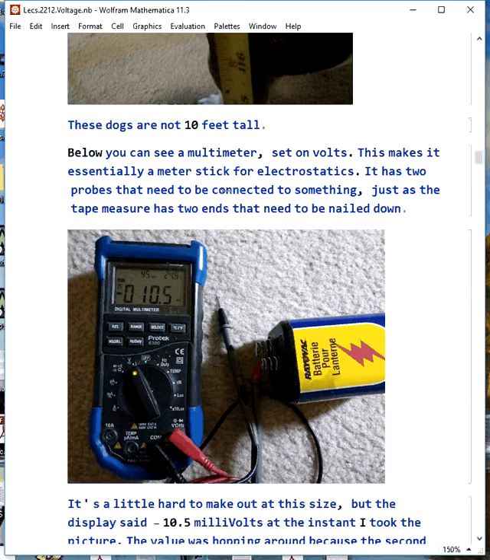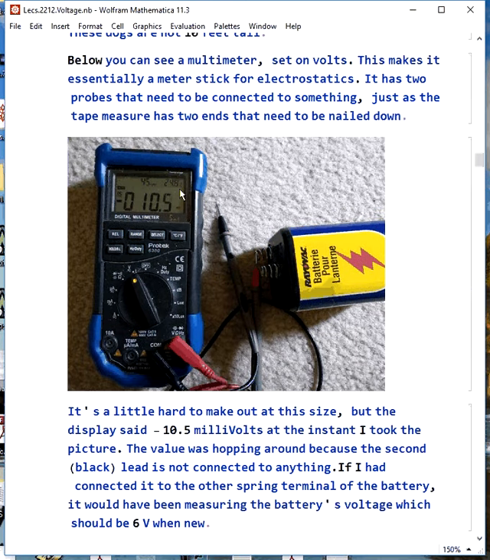Same idea here. We have a multimeter and it's set on volts, and this makes it like a meter stick for electrostatics. It has these two probes, red and black, that have to be connected to something, just like the tape measure has two ends that have to be nailed down. It's not easy to see here, but this says negative 10.5 millivolts. It was jumping around, and the reason is the black lead isn't connected to anything.